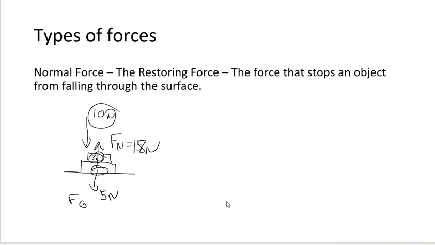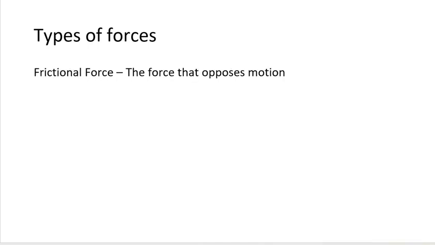So these are the forces that we're going to be focused on in the examples in the other videos. And we are going to talk about one more in the next video, which is frictional force.